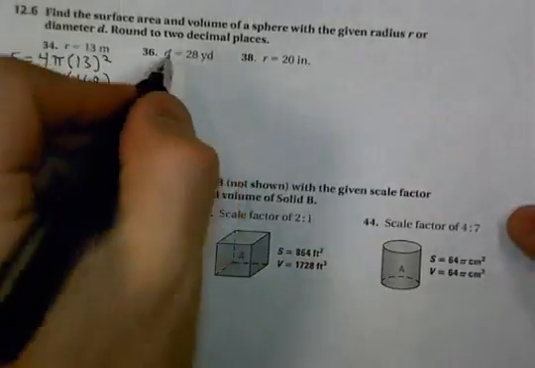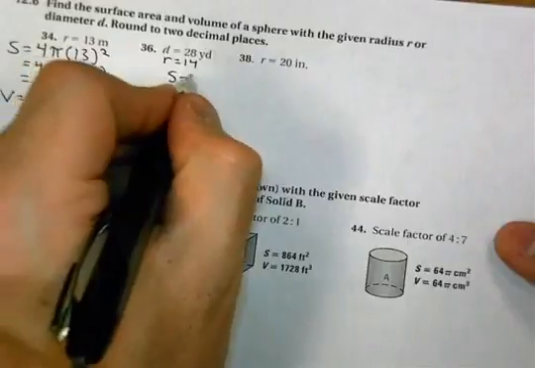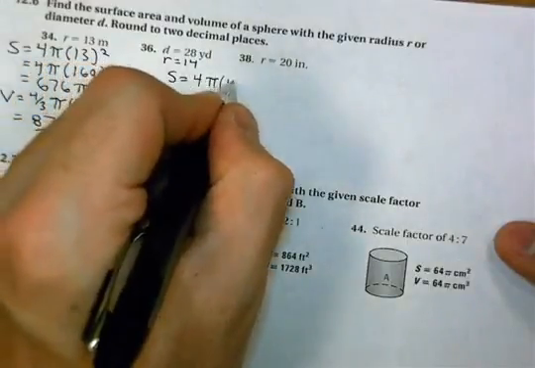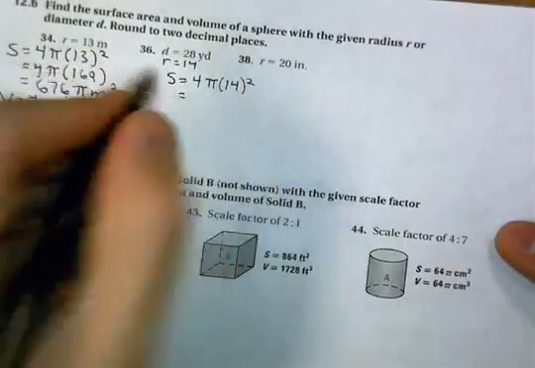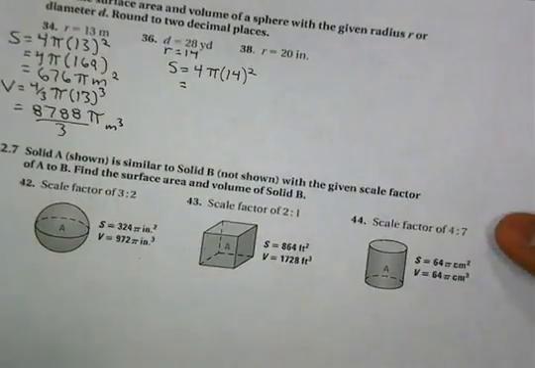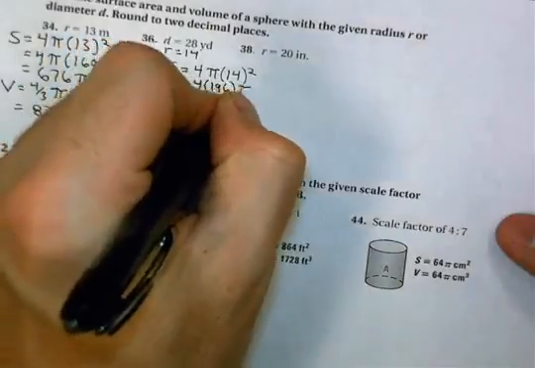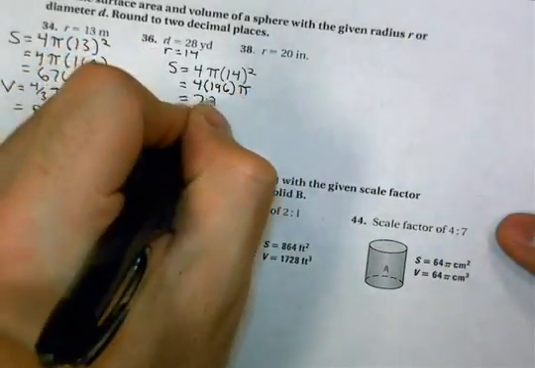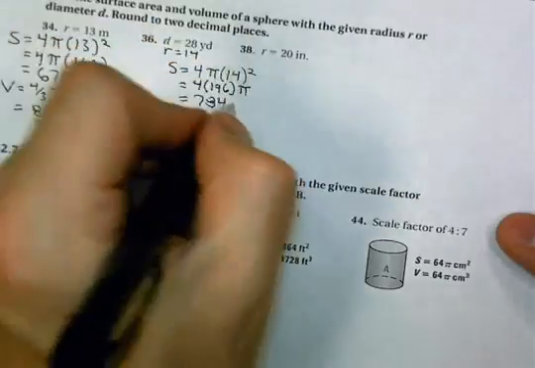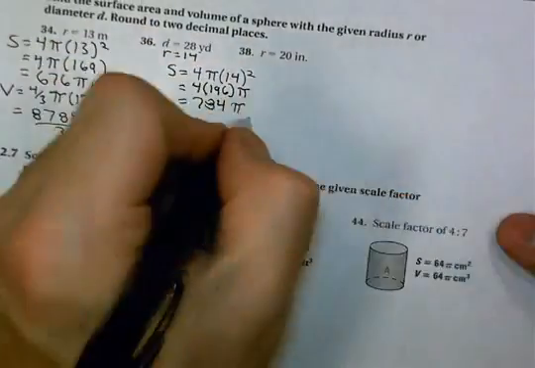Number 36, our diameter is 28, so our radius is 14. Surface area is 4 pi times 14 squared. 14 squared is 196 times 4 gives us 784 pi, and that would be yards squared.